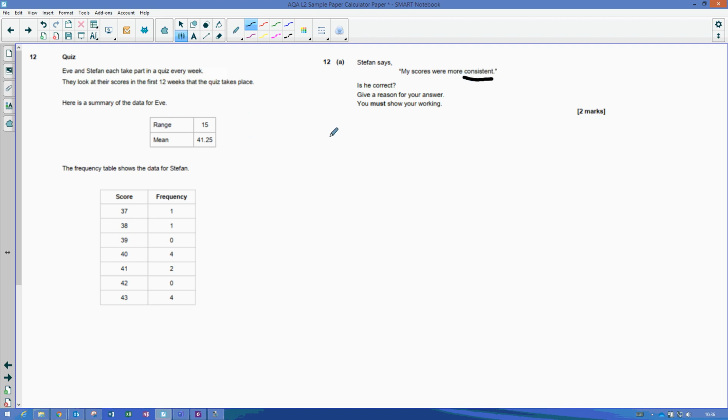It's the range. So to get a range, we subtract the lowest score from the highest score. Now we don't actually know Eve's scores, but say her lowest score was 30 and her highest score was 45, that would give us a range of 15. The distance from her lowest score to her highest score would be 15. And you can see Stefan's range is the distance between his lowest score and his highest score, and that's smaller than this range here.